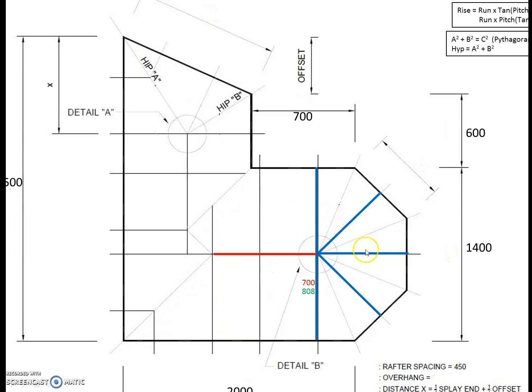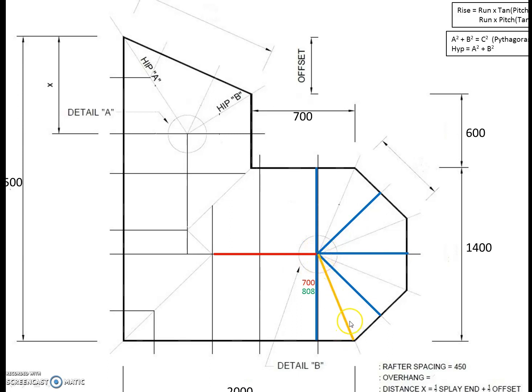So these four rafters we have actually already worked out because we worked out these ones. They all have a 700 run and an 808 geometric length, and that is based on 1400 span and a roof pitch of 30 degrees for the sake of this example. So that just leaves these hips.